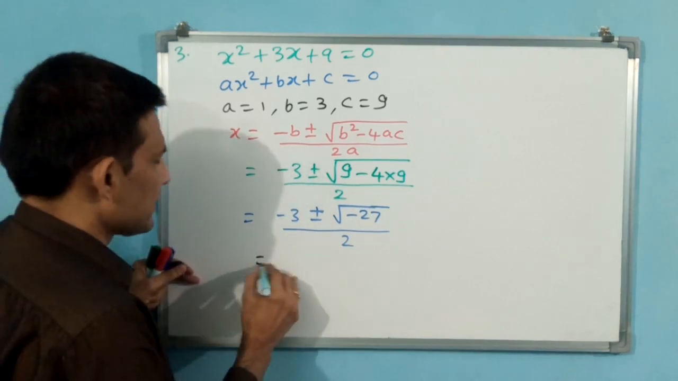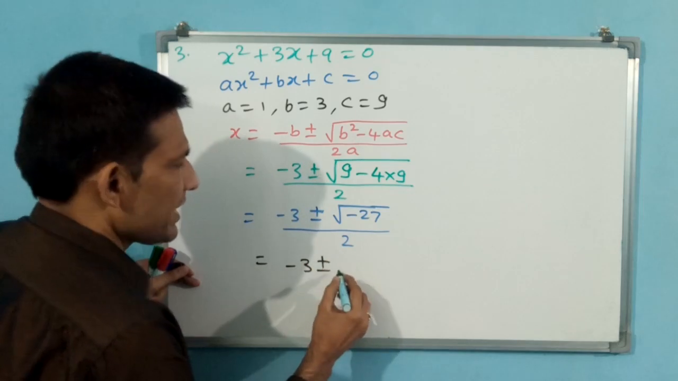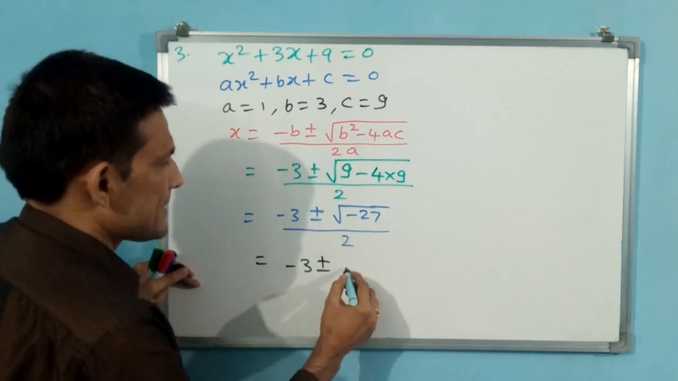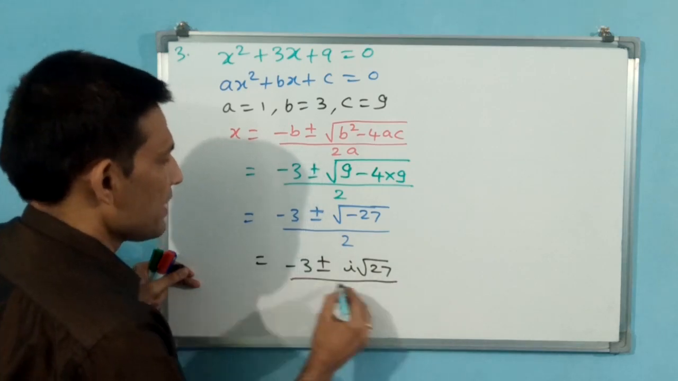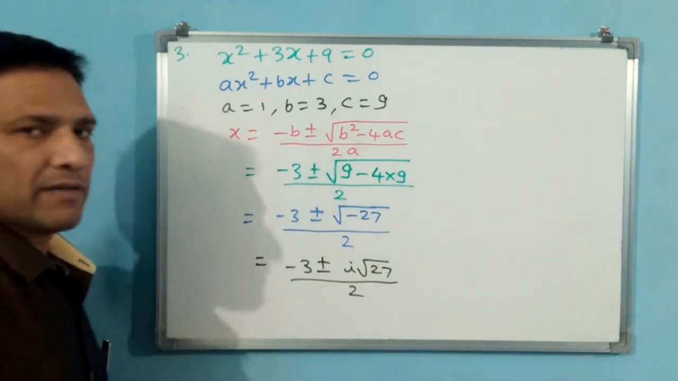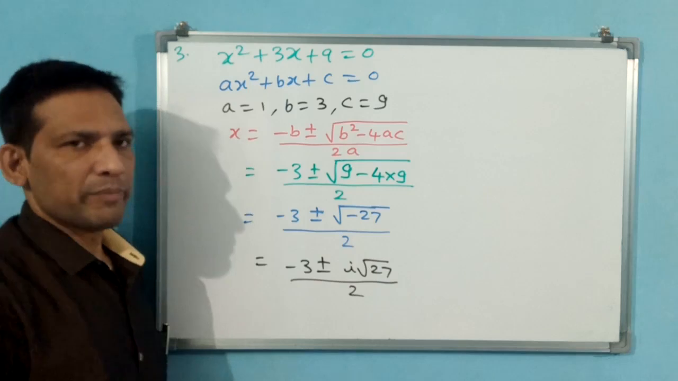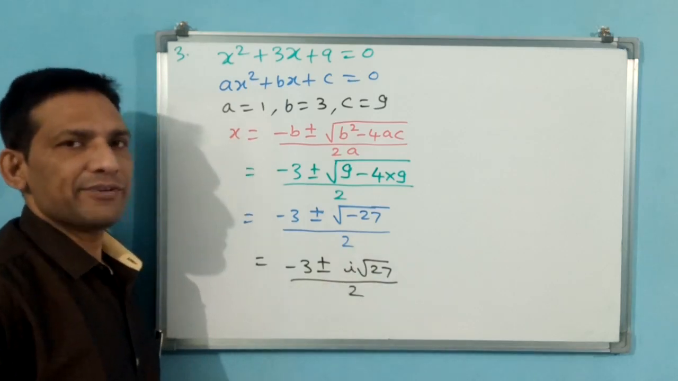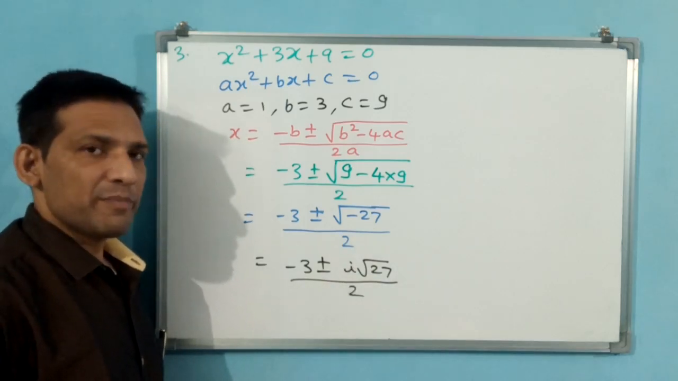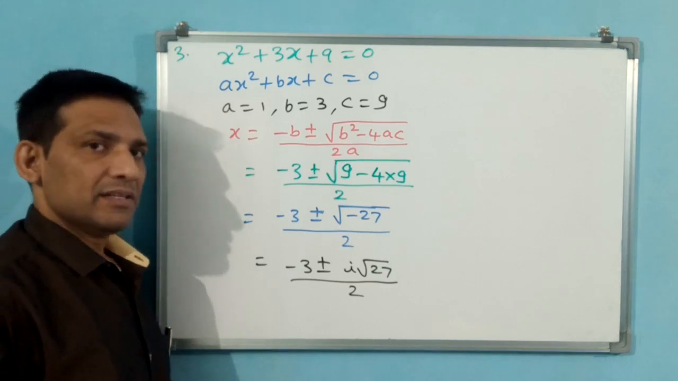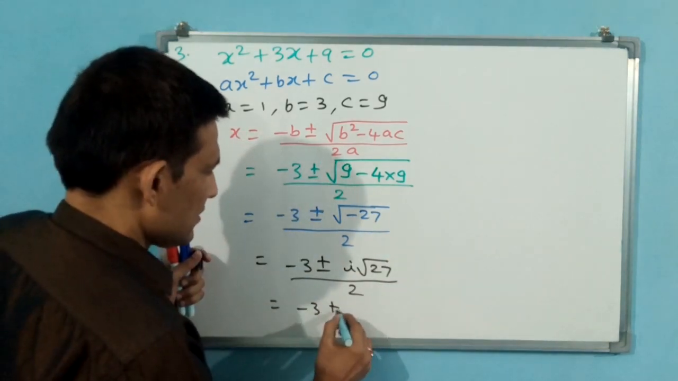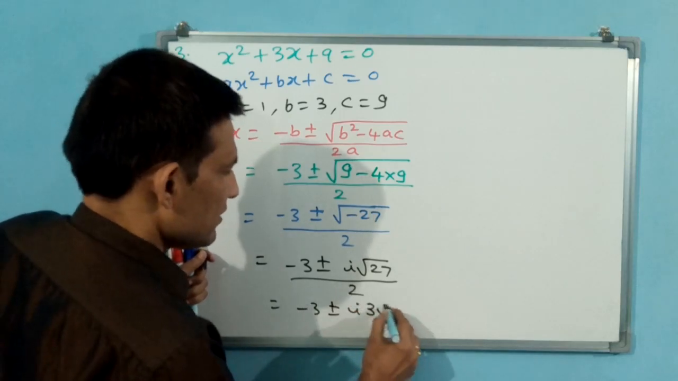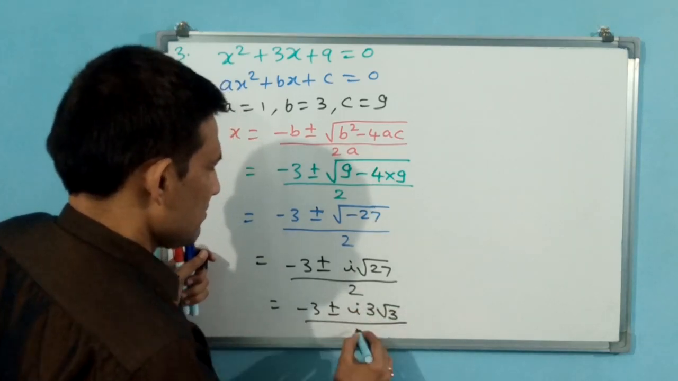Now the final answer you can write. Minus 3 plus or minus i root 27 by 2. Okay. Now you apply your brain. Here 27 you can write 9 into 3. 9 into 3 means the square root of 9 is 3. That means 3 root 3 also you can write this one. i 3 root 3 by 2.